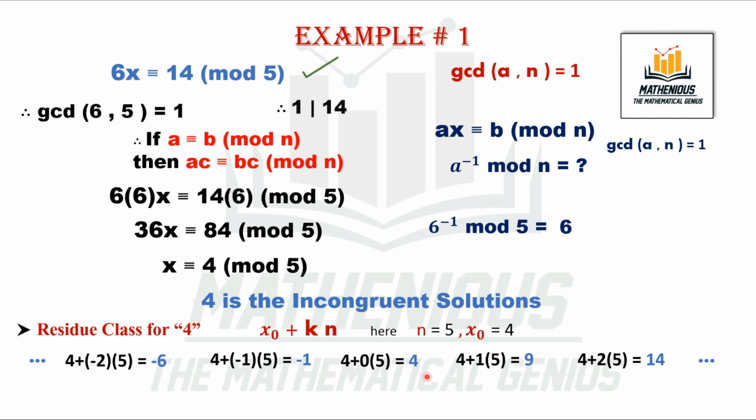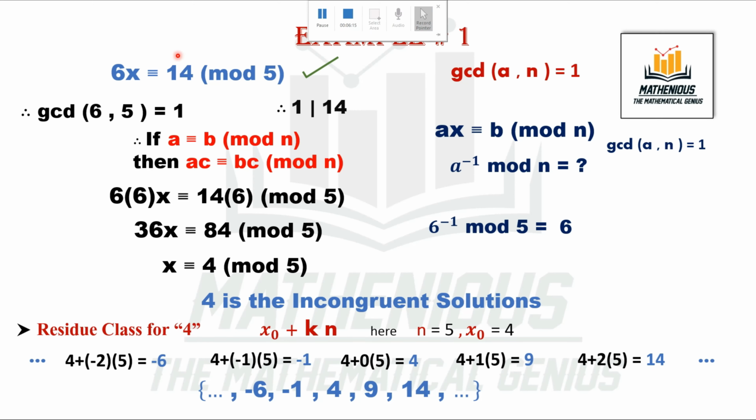So now I am writing these numbers: minus 6, minus 1, 4, 9 and 14. If we put any of these integers in place of x, this congruence is satisfied. If you want to check, just go ahead and put it in, but always remember that all of them are congruent solutions. 4 is the only incongruent solution of the given congruence, because all these can be generated from the value 4.